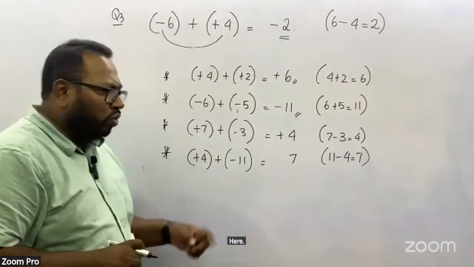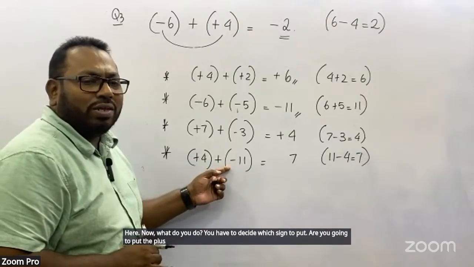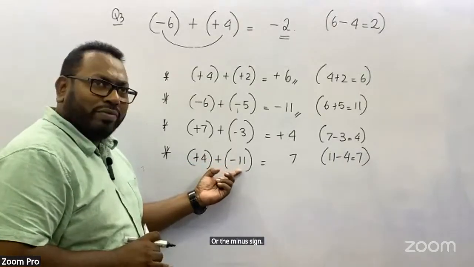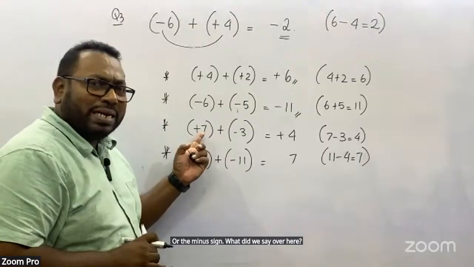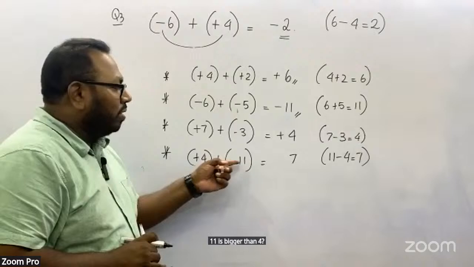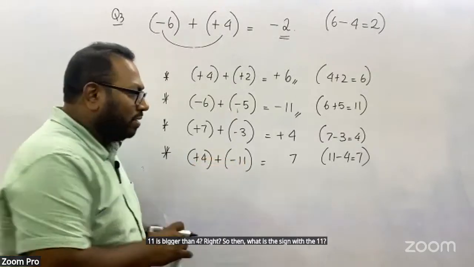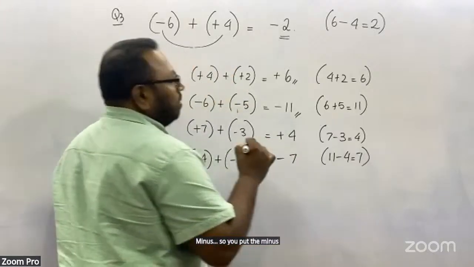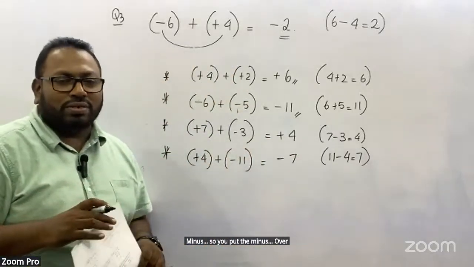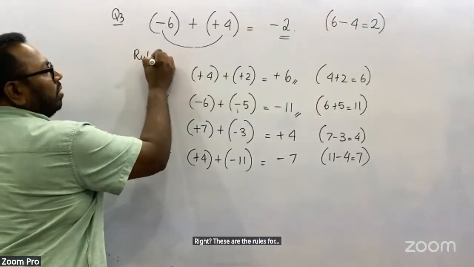Now you have to decide which sign to put. Are you going to put the plus sign or the minus sign? What did we say over here? You look for the bigger number. 11 is bigger than 4, right? So what is the sign with the 11? Minus. So you put the minus over here. These are the rules for directed numbers.